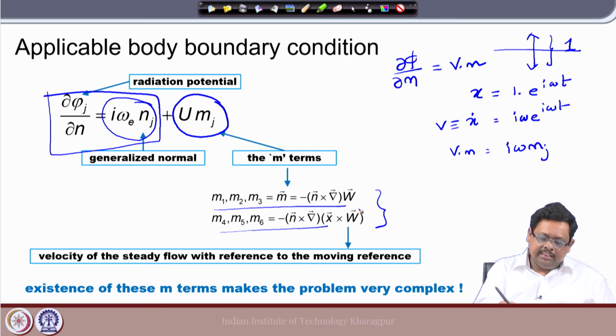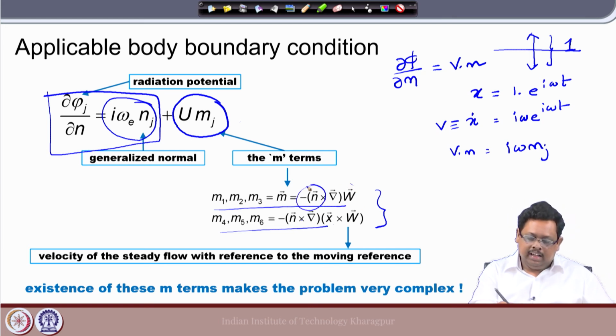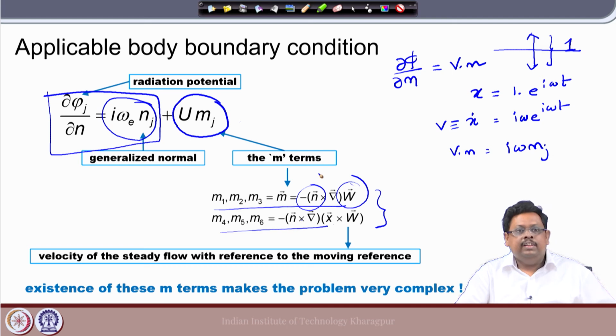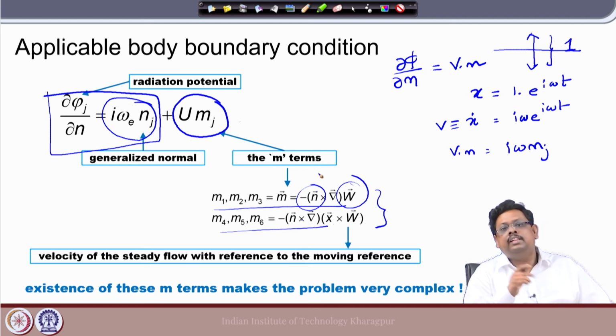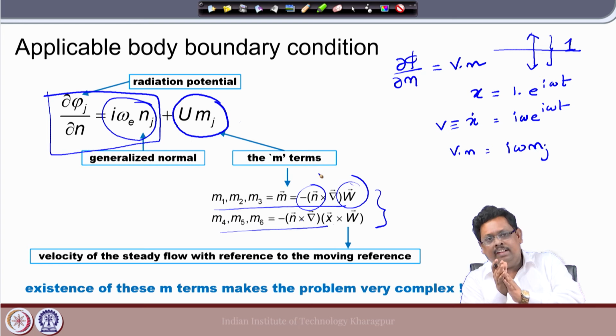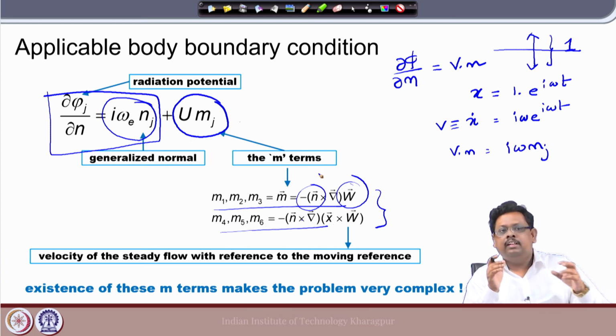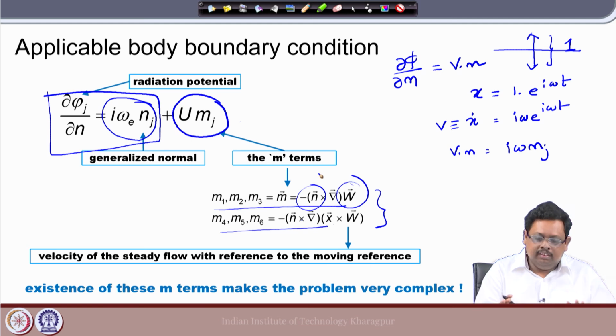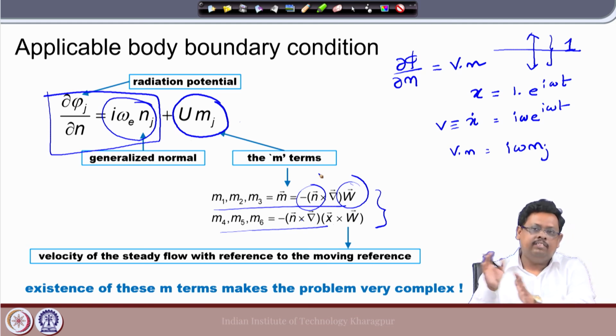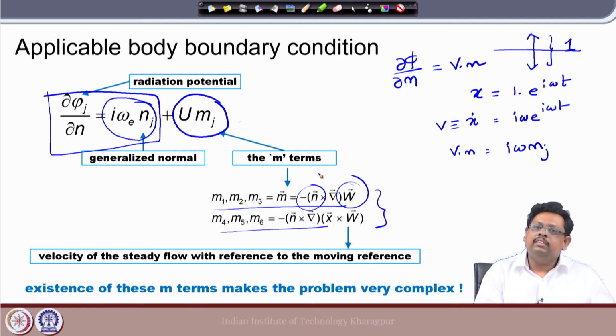Now, here, n is nothing but the normal, and w is the velocity of the steady flow with reference to the moving frame. So, one has to remember that the m terms occur if you are writing this whole exercise in terms of a moving reference frame. That is what we discussed in the last class. In a fixed reference frame we do not have the m terms.